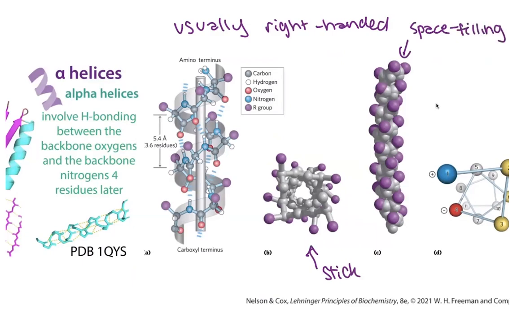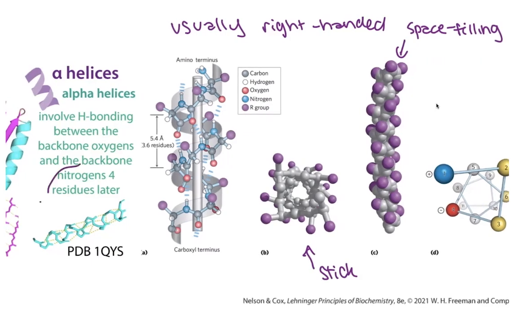One reason we might want to use a stick model is so that we can better see where we have things like hydrogen bonding interactions, because those hydrogen bonding interactions of the backbone are what are actually going to be stabilizing these secondary structural motifs. When we're talking about an alpha helix, we're involving hydrogen bonding between the backbone oxygens and the backbone nitrogens, the hydrogens.